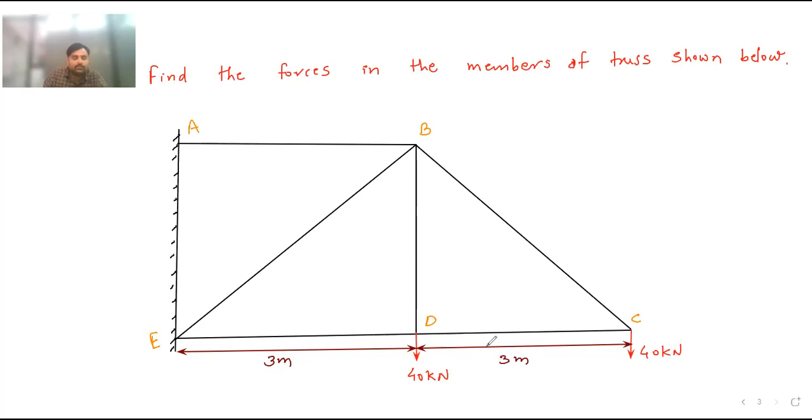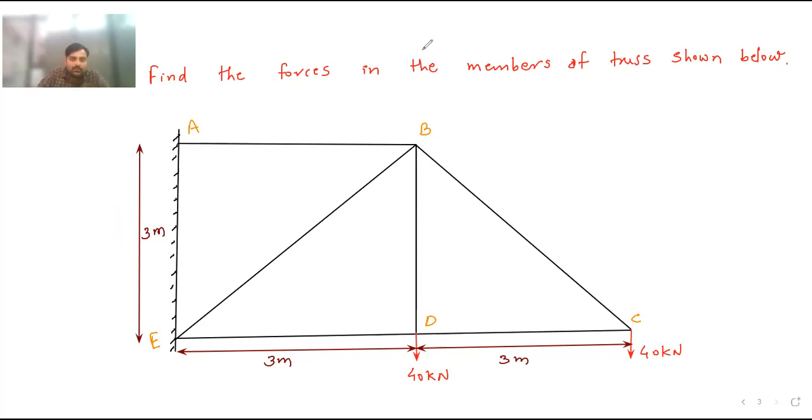This is also 3 meter. And the height of the truss is also given as 3 meter. This height. This is also given as 3 meter. So this is the given problem.